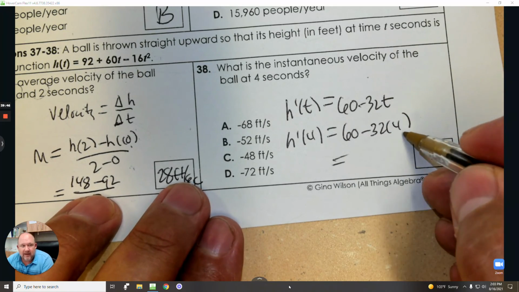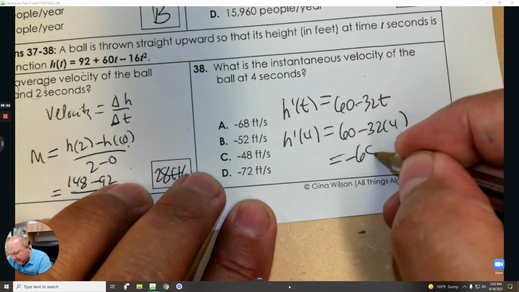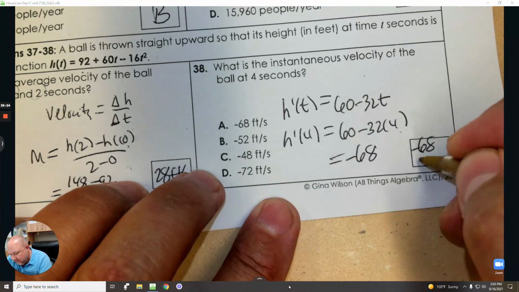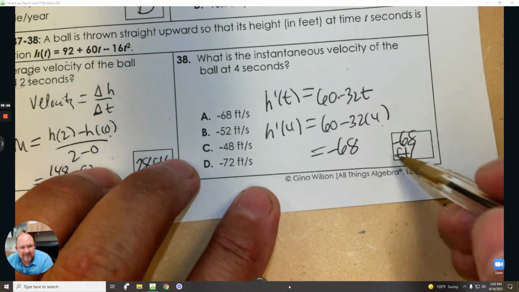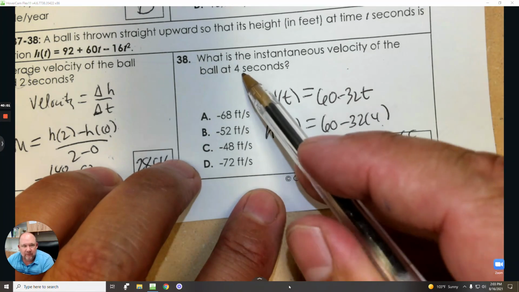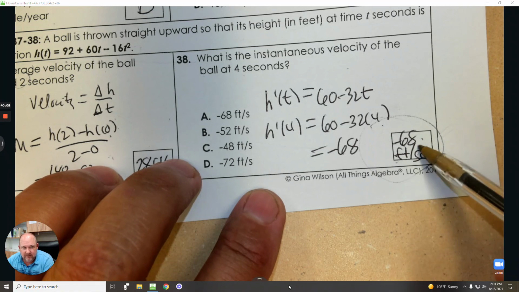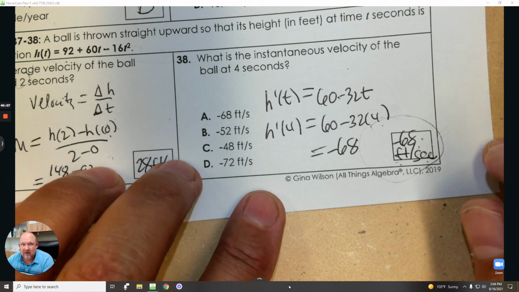So 32 times 4, that's 128. 60, take away that, you end up with the answer negative 68. So the ball is falling, so that's why it's negative. It gives you direction. And that's feet per second. So at 4 seconds, this is the rate, negative 68 feet per second. Done.